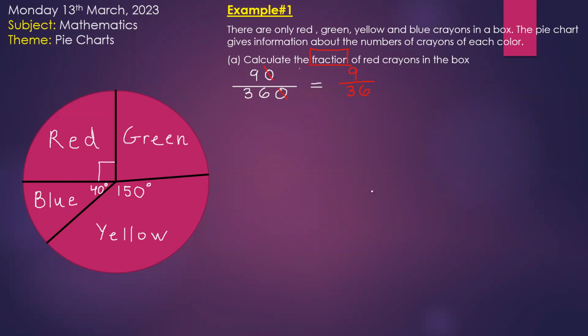Okay. All right, so we have 9/36. How can we simplify it? What do we have to do? We could divide it by 9. Divide top and bottom by 9. 9 divided by 9 is what? 1. And 36 divided by 9 is what? 4. Okay, so the answer is what? 1/4. Good, 1/4.